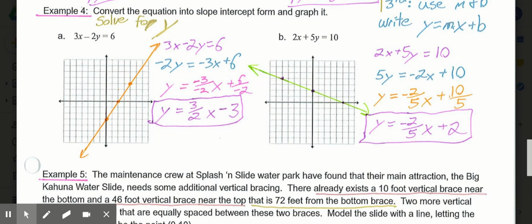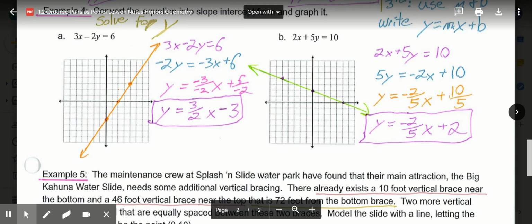In part B, our standard form is 2x plus 5y equals 10. So in this case, we want to, again, solve for y. So in order to start that, we will subtract the 2x from each side, and we have 5y equals negative 2x plus 10. Then we'll divide everything by 5, and y equals negative 2/5 x plus 10 over 5. And simplify that, y equals negative 2/5 x plus 2.